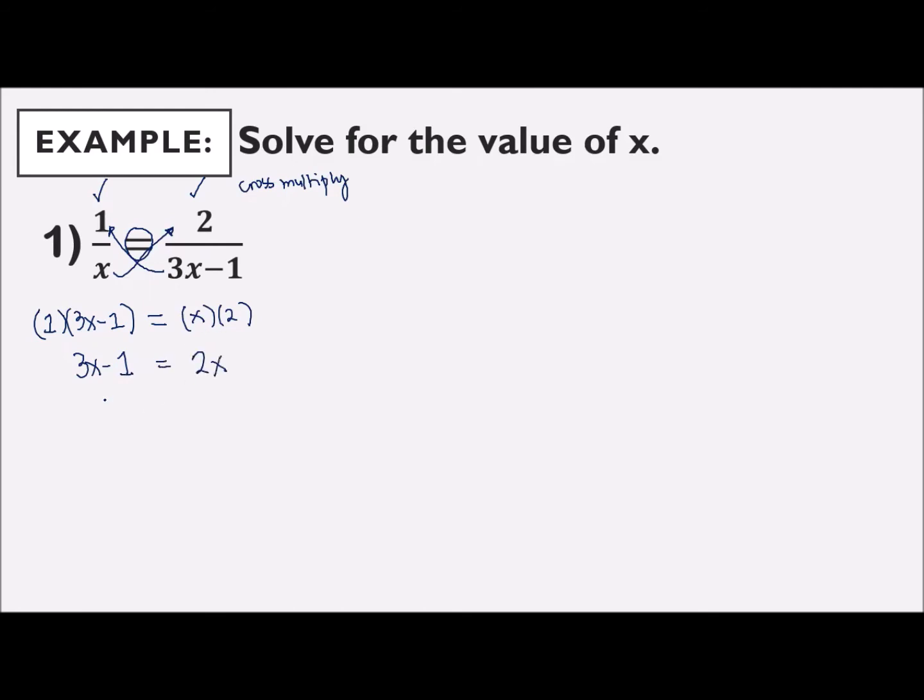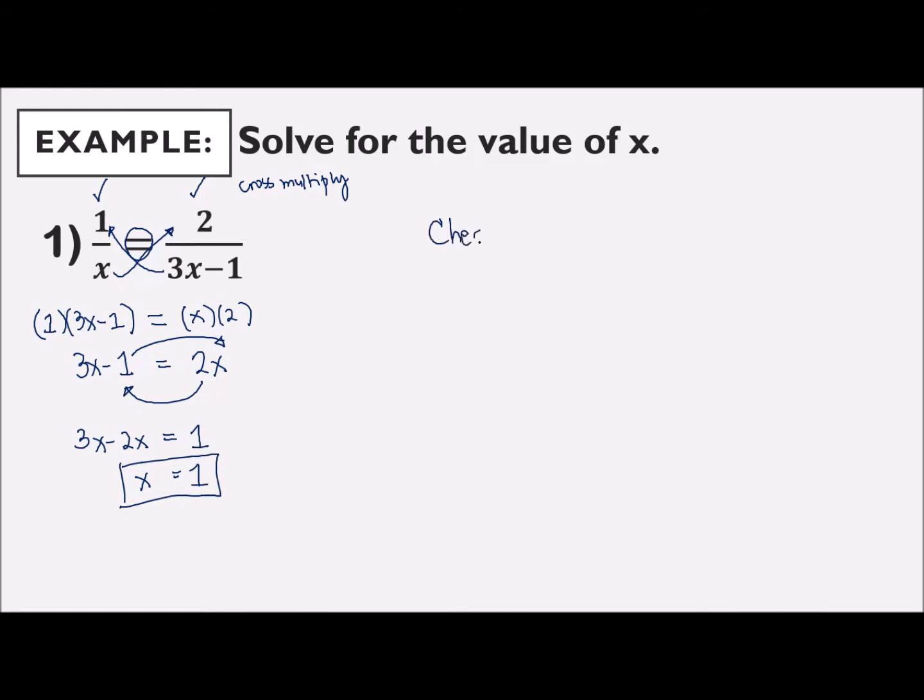Then, katulad ng nabanggit ko kanina, place all those common terms on one side. So, yung 2x, lipat natin sa kabila. Nagiging 3x minus 2x is equal to negative 1, lipat sa kabila, magiging positive 1. Then, 3x minus 2x, that is x, equals 1. And we're done. Okay?